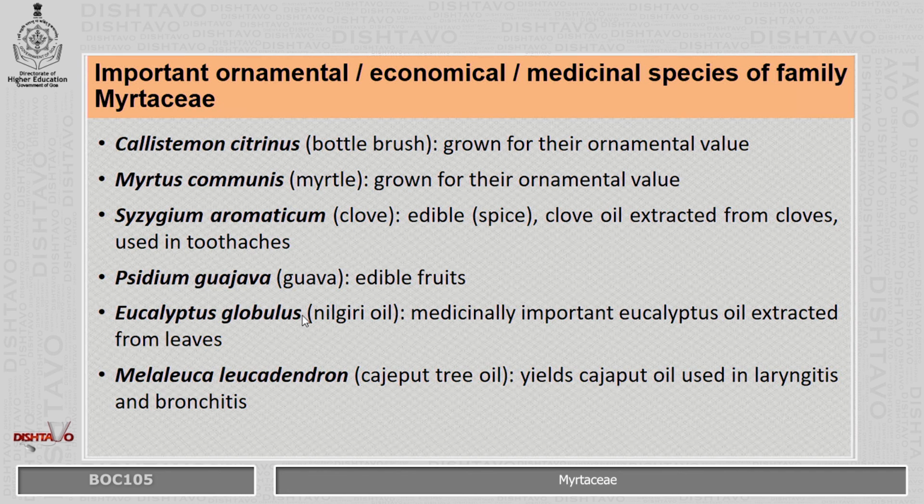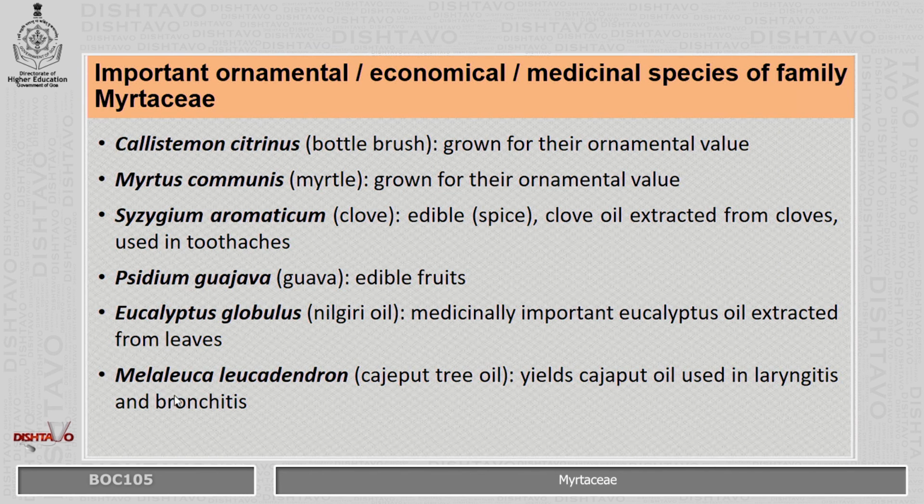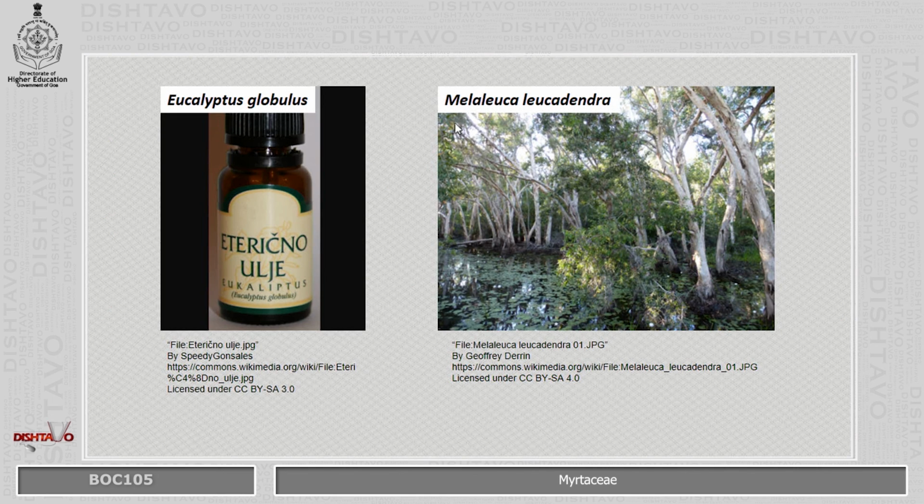Eucalyptus globulus, also known as the Nilgiri oil, is medicinally important. Eucalyptus oil is extracted from the leaves. The leaves are showing these oil glands. You can see here, this is commonly known as Nilgiri oil. This is nothing but Eucalyptus globulus. Then Melaleuca leucadendron, which is known as the cajaput oil tree, yields cajaput oil and it is used in laryngitis and bronchitis. You can see here Melaleuca leucadendron.